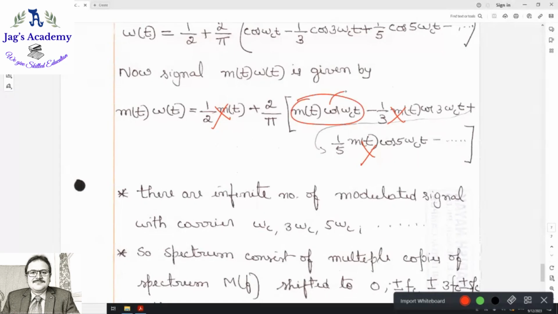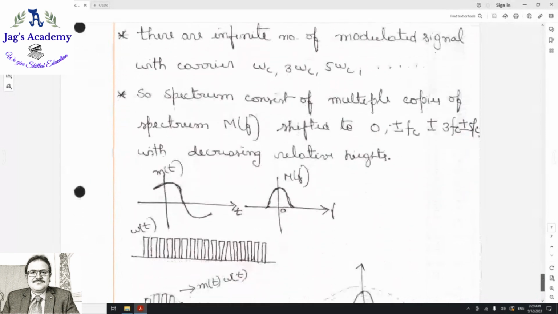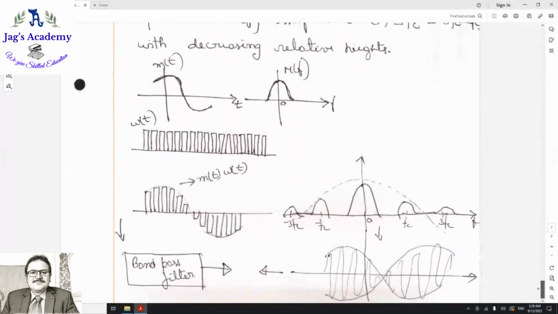So you pass it through a band pass filter with the center frequency omega c. So what you get is only this term. What is this term? Double sideband suppressed carrier wave only. That's all. So in this way, you can generate a double sideband suppressed carrier wave. See, this is what I have told you.